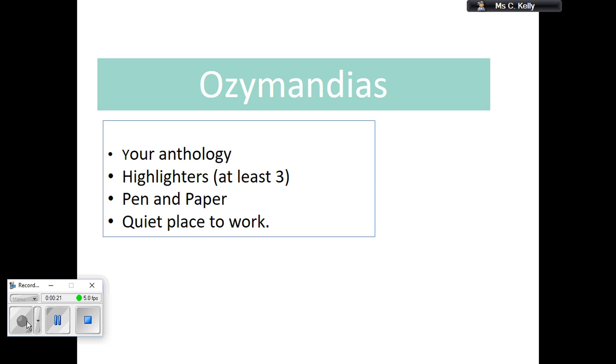And you can make notes on this book, and you can transfer these to your anthology when you're at school. You can also contact the school and we can send you out an anthology if you really need one. You need 3 highlighters in different colours. You need a pen and paper to make notes, or your class book, or if you want to make notes on the computer, that's fine too. And you need a quiet place to work. It's going to be really helpful if you're able to pause and rewind and look at the lesson over a period of time.